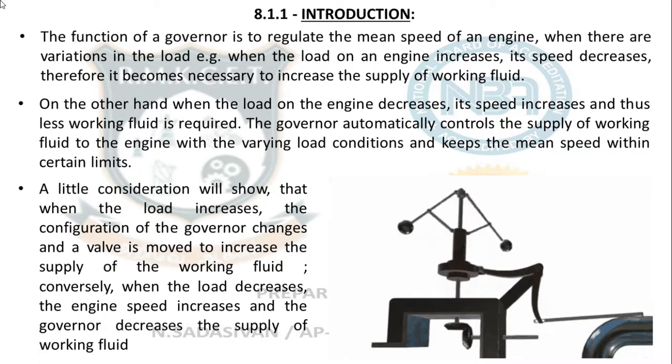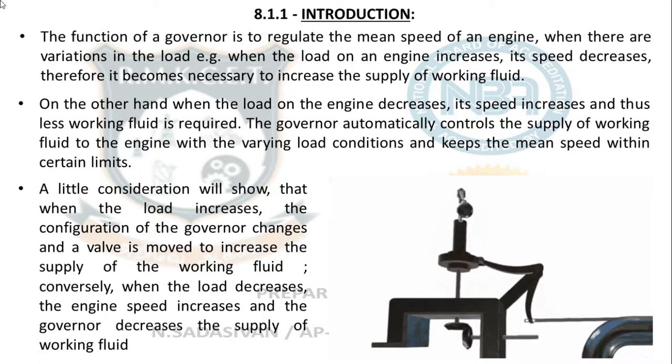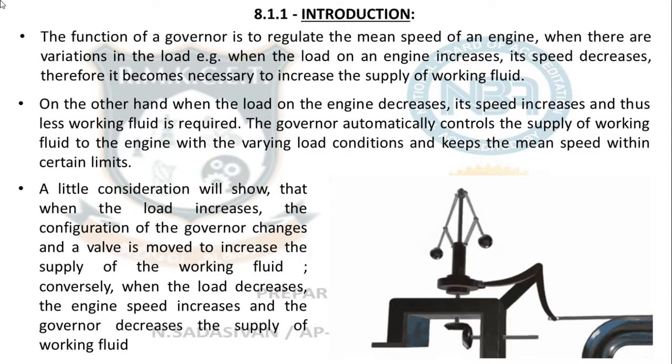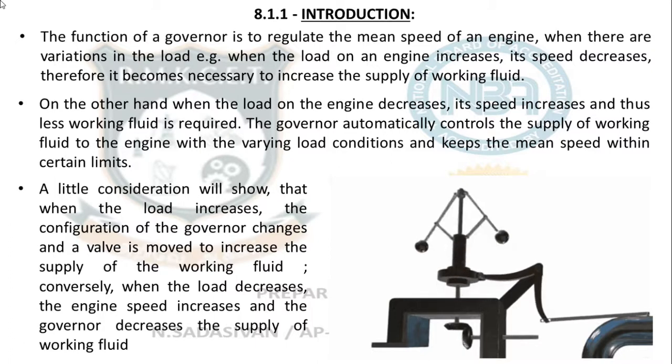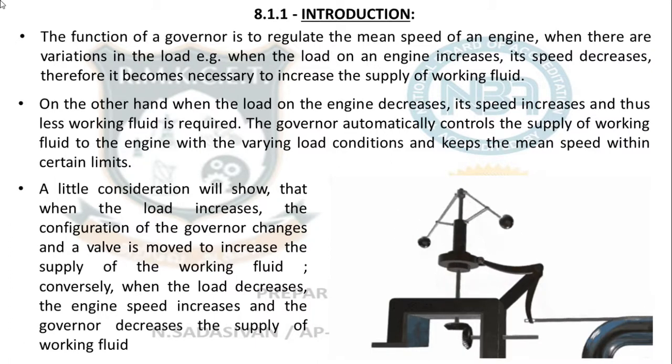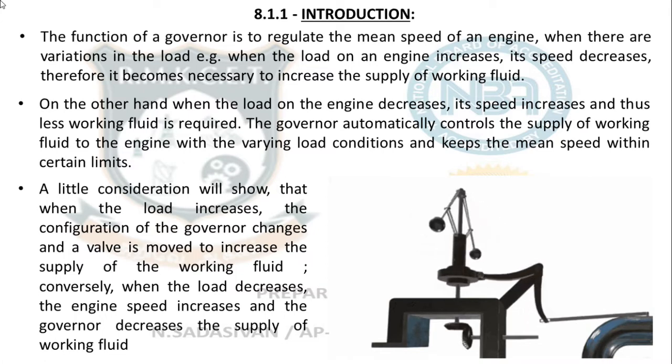A little consideration will show that when the load increases, the configuration of the governor changes and the valve is moved to increase the supply of the working fluid. Conversely, when the load decreases, the engine speed increases and the governor decreases the supply of the working fluid. Right? Whatever was told earlier. When your engine is going beyond the required speed, the governor will control it and reduce the speed. When your engine speed is going below the required speed, it will increase the working fluid supply and control the engine speed so that it maintains the mean speed. So that is the function of a governor.